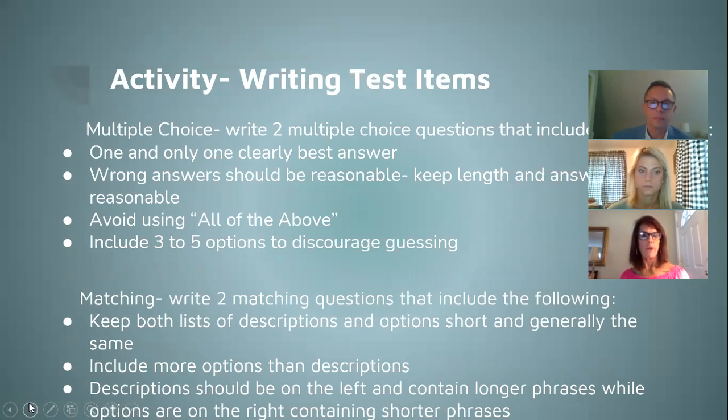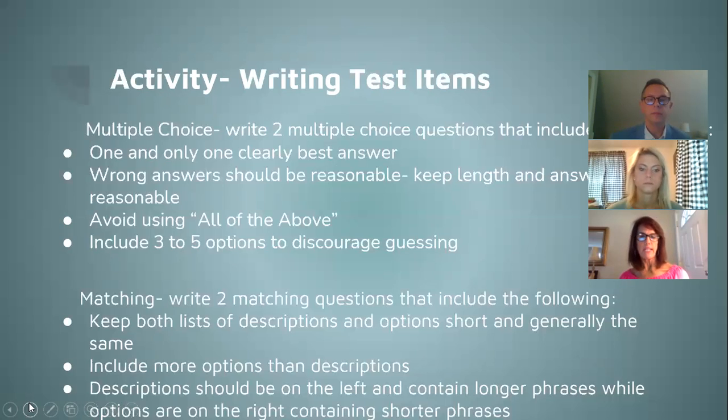And then also we would have the teachers write 2 multiple choice questions to be sure that they included these standards. One and only one clearly best answer, again, to avoid confusion. That the multiple choice test items would show that the wrong answers would be reasonable, keep the length and the answer choices reasonable, that they would avoid using all of the above, that the test items would include 3 to 5 options, so that would discourage guessing. The fewer options they have, then they're more prone to guessing the answer.